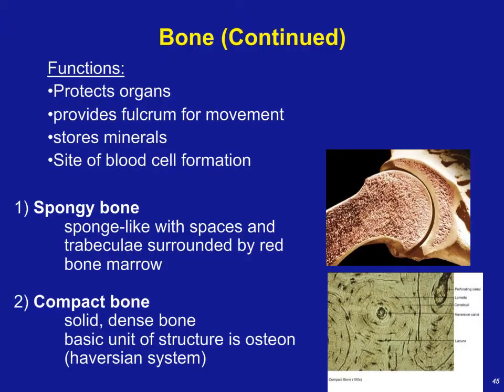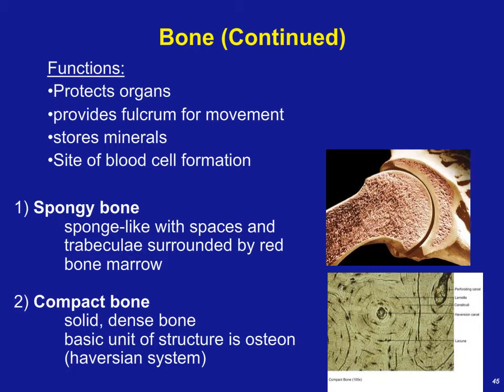Now, bone, of course, is a very important tissue in the body, and one of the things it does is to protect very delicate organs. Think about your brain. It's encased in a nice cranium of bone. The other thing is that it forms bones that can basically be fulcrums for movement. So think about your radius, your ulna, your humerus. They're all there to help you generate movement.